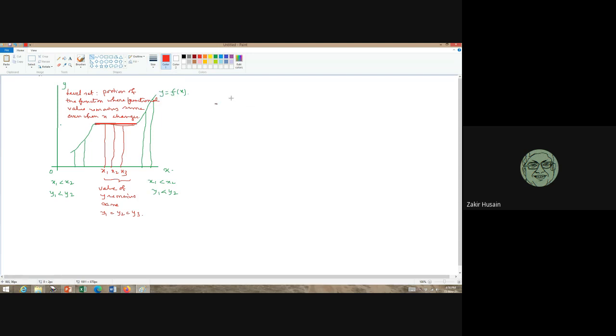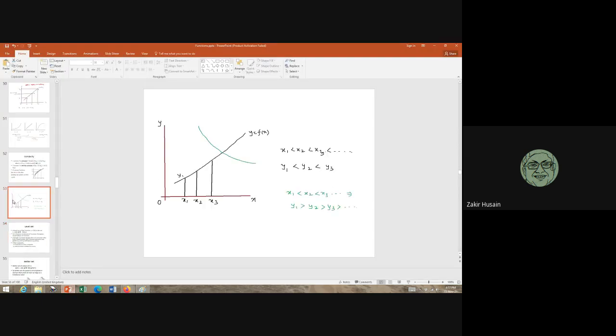Actually, level sets: if you take a function of one variable, it may not always be possible to identify the level set. If you take the functions that we have looked at before, either this black one or this green one, will it have any level set?